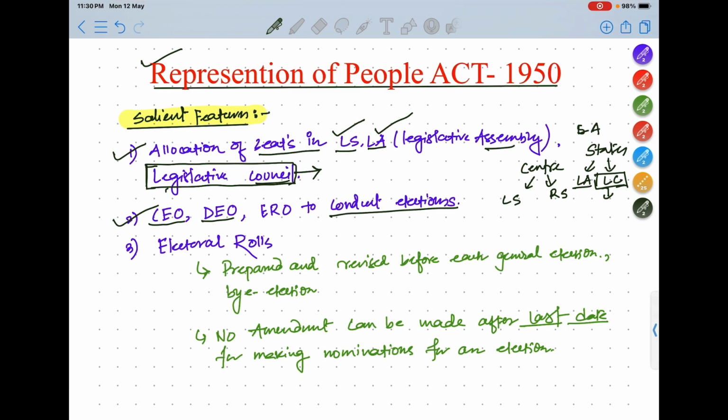Next, another feature is electoral rolls. Okay, now what is electoral rolls? Electoral rolls is nothing but voter list. Okay, so it is prepared and revised before each general election. No amendment can be made after the last date of making nominations for an election. Okay, so in the electoral rolls, no amendment, no addition, or any subtraction can be made after the last date of making nominations for the elections. So these are the factual salient features.